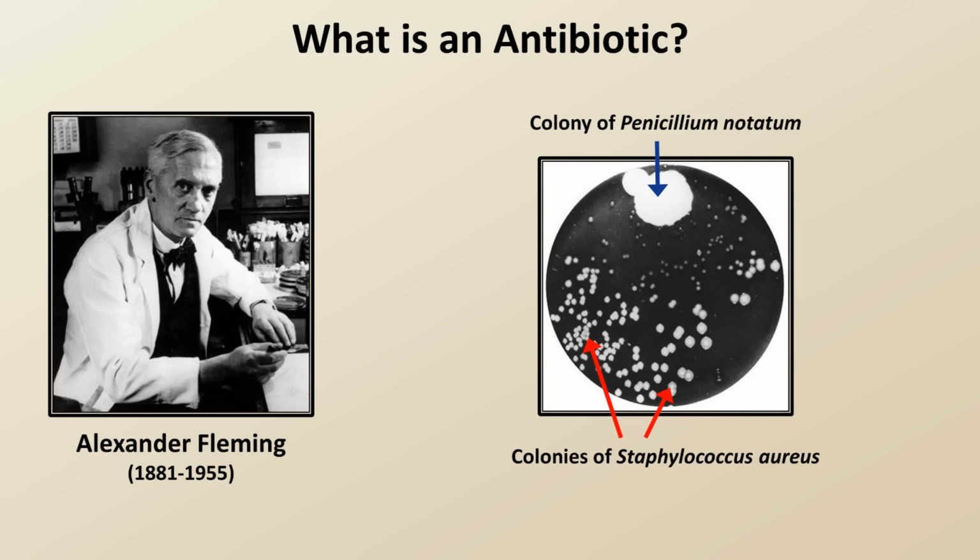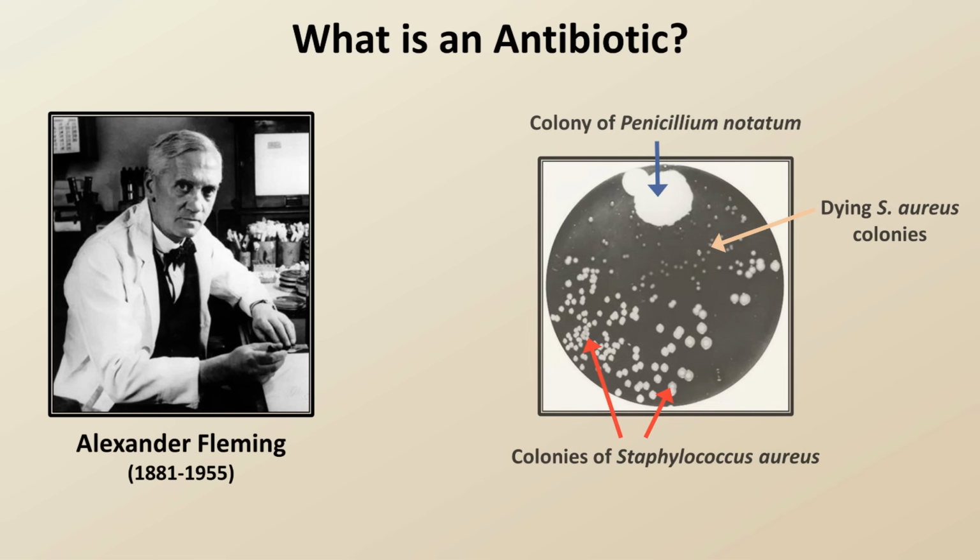However, he noticed that something peculiar had happened. The Staph aureus colonies nearest to the mold had started to die. He hypothesized that the mold had secreted a compound that inhibited the growth of bacteria, a compound later named penicillin. Unfortunately, this seemingly revolutionary discovery did not immediately lead to a revolution in medicine because the technology at the time made the compound difficult to isolate and impossible to produce in quantity.